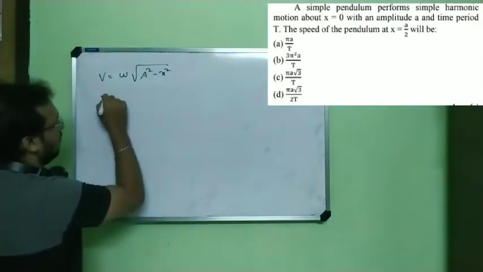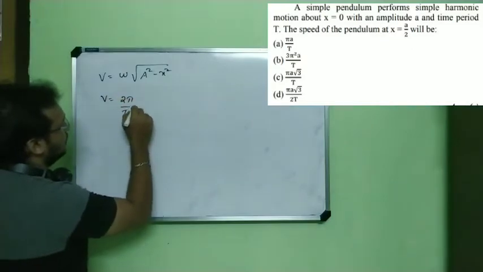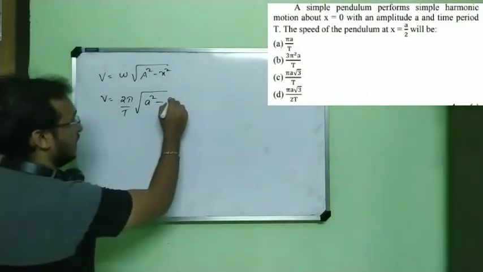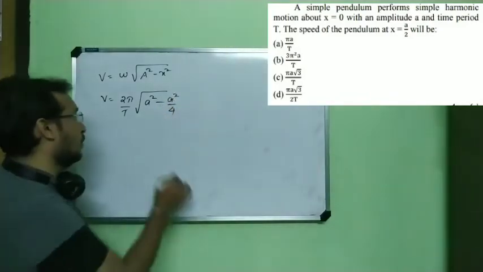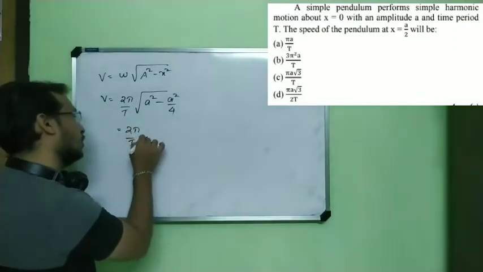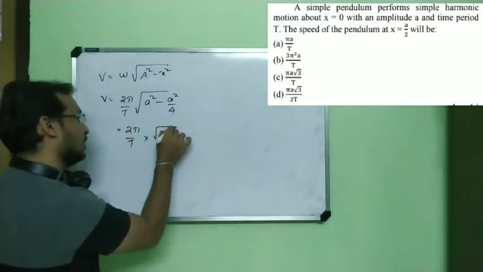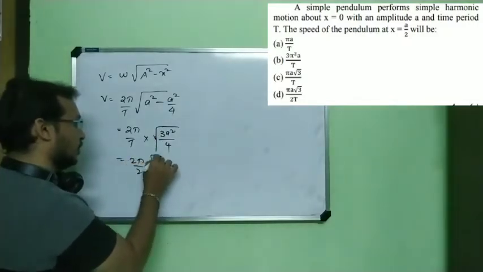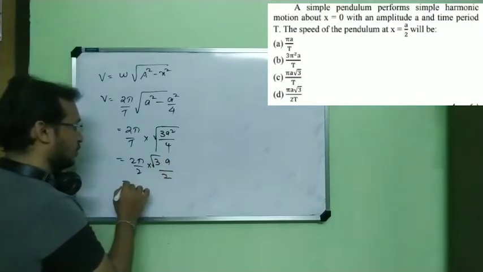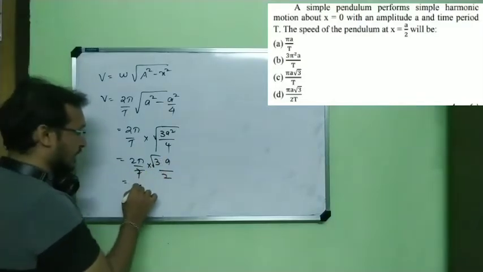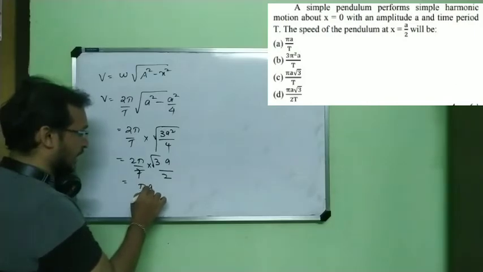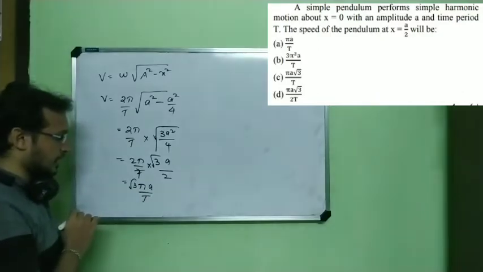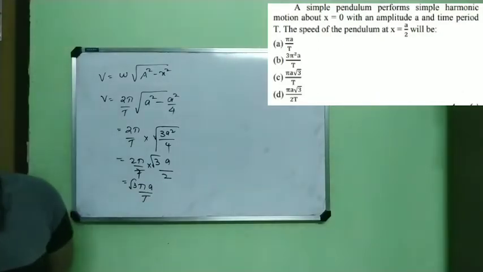So v equal to, what is omega? 2 pi by T, root of a squared minus x squared, where x is a by 2, right? So a by 2 whole squared means a squared by 4. You will get 2 pi by T into root of 3a squared by 4. This is nothing but 2 pi by T into root 3 a by 2. The 2 will cancel. So root 3 pi a by T. Check any options there. What is the option?